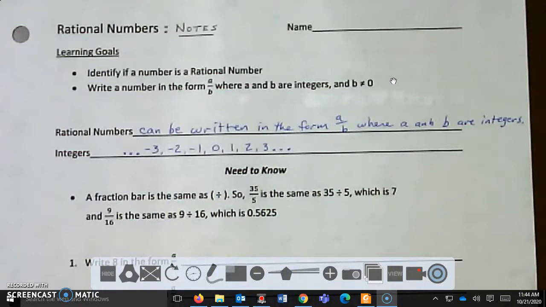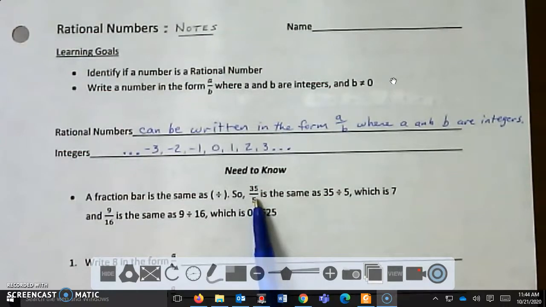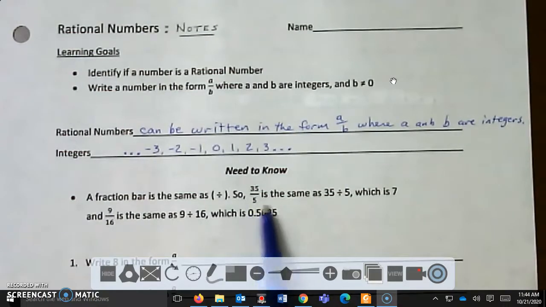So a couple things you need to know, which I'm pretty confident you already know. That a fraction bar means divide. That's the same as 35 divided by 5. Of course, that's 7. And that 9/16 is the same as 9 divided by 16. It's always numerator divided by denominator, not the opposite.